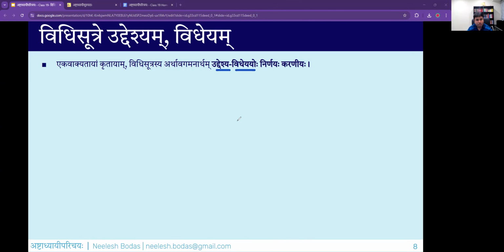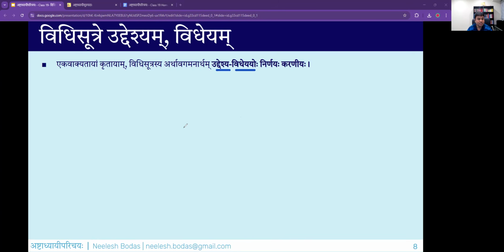So, for example, if you say Devadattaha Gacchati, then the very way in which this sentence is said indicates that you know who is Devadatta and you are telling that Devadatta is now doing the action of going. So here Devadatta is the previously known entity, it is Uddeshya, whereas Gacchati is the Videya.